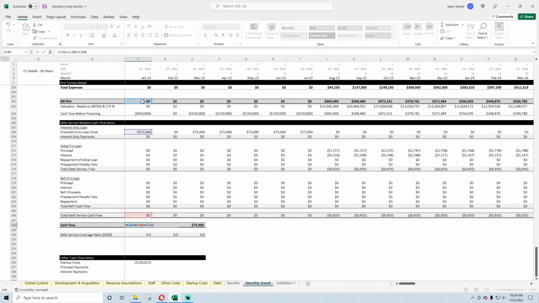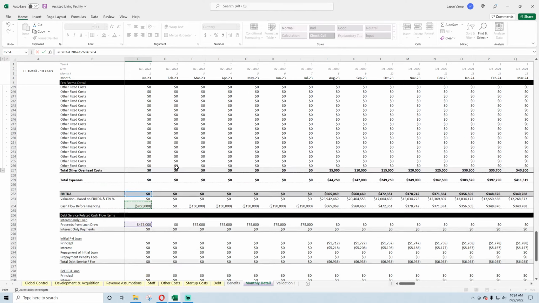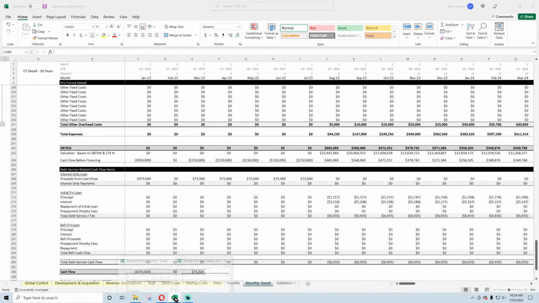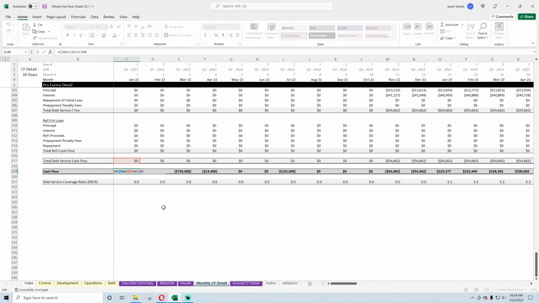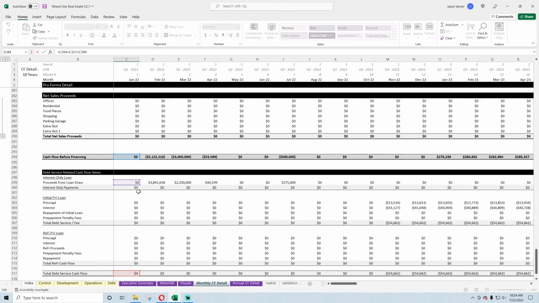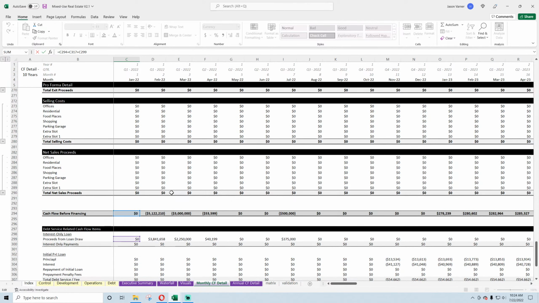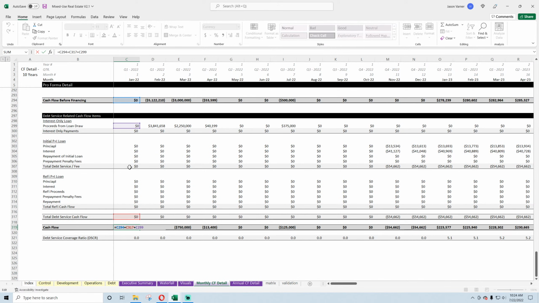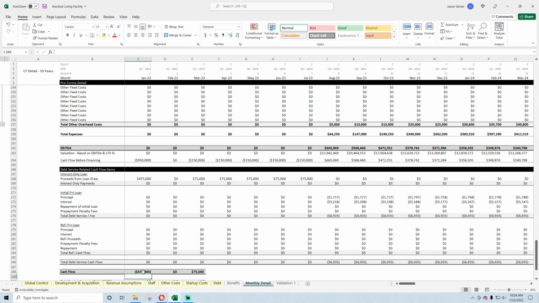EBITDA, and cash flow before financing. Now let me make sure I don't have anything, because this is a little bit structured different than the mixed use. So let me just double check. So this is doing that, cash flow before financing. Exit proceeds we'll have to add in, but that's fine for now. So 1, 2, 3. So it's just doing debt service, proceeds, cash flow before financing. So that, cash flow.